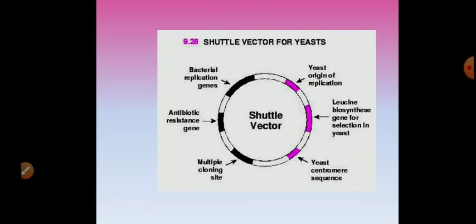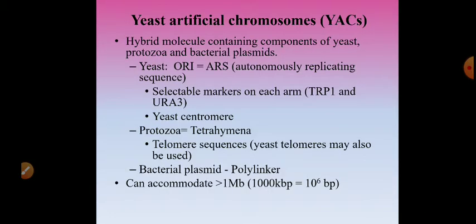It contains an antibiotic resistance gene like a bacterial plasmid, and multiple cloning sites where we can clone the foreign gene. It contains a yeast centromere sequence so that it can be propagated in yeast. It also contains the LEU2 gene, a leucine biosynthesis gene. So it's a shuttle vector made from vectors of two different hosts, one prokaryotic and another eukaryotic, right? So that is about shuttle vectors.